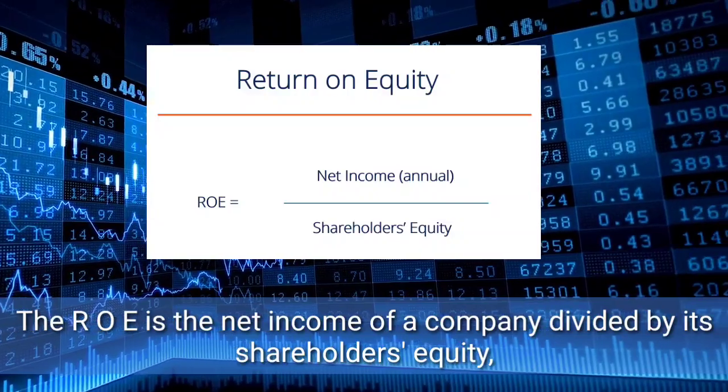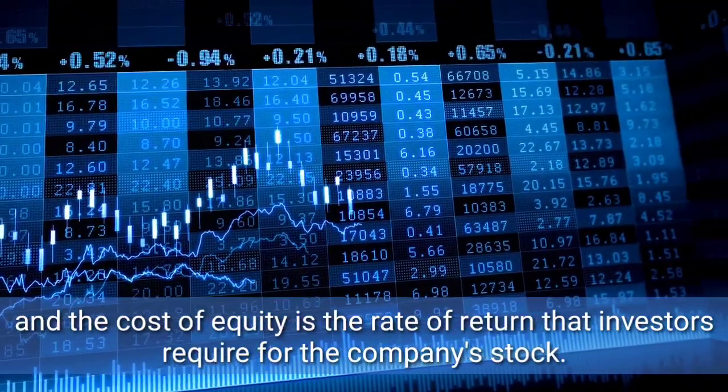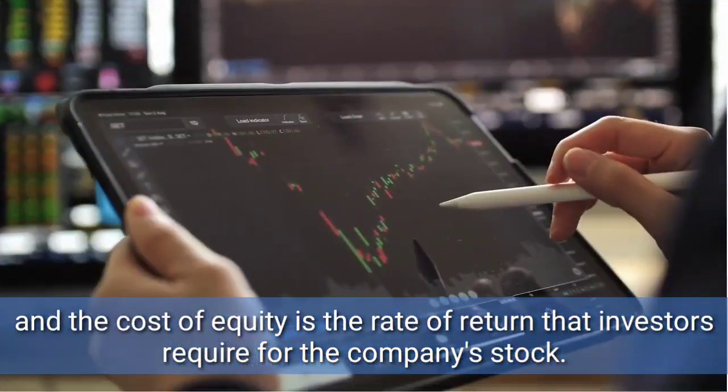The ROE is the net income of a company divided by its shareholders' equity, and the cost of equity is the rate of return that investors require for the company's stock.